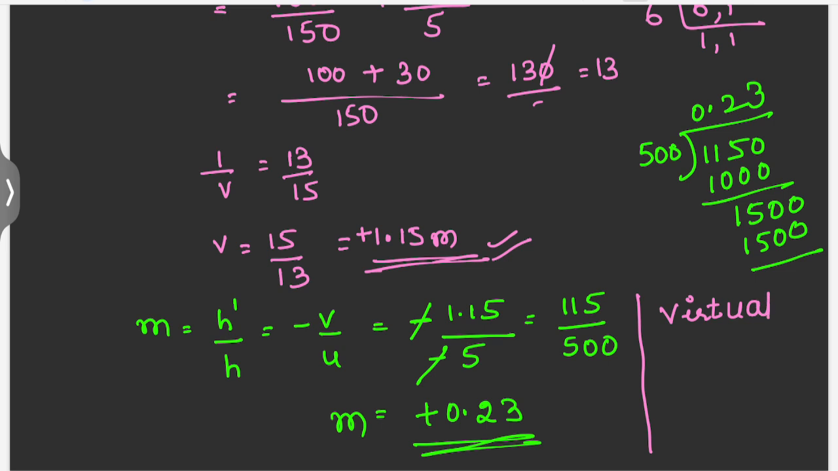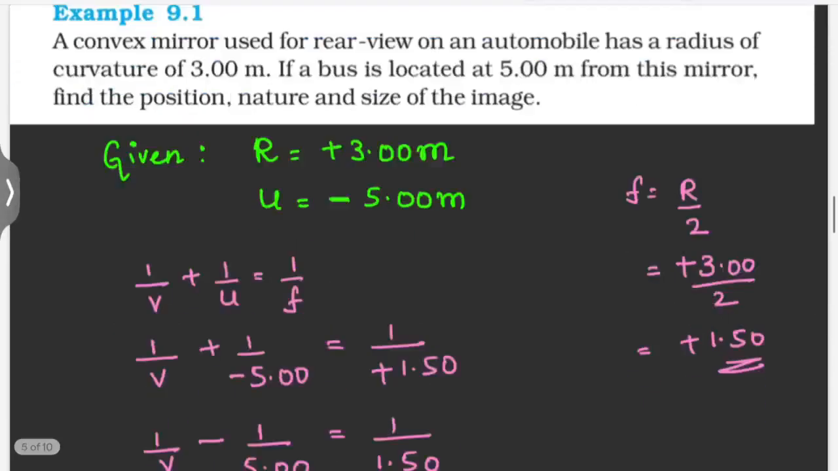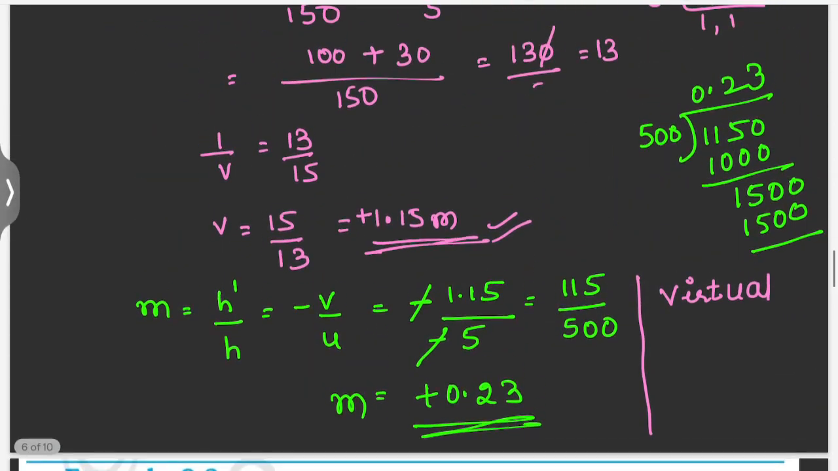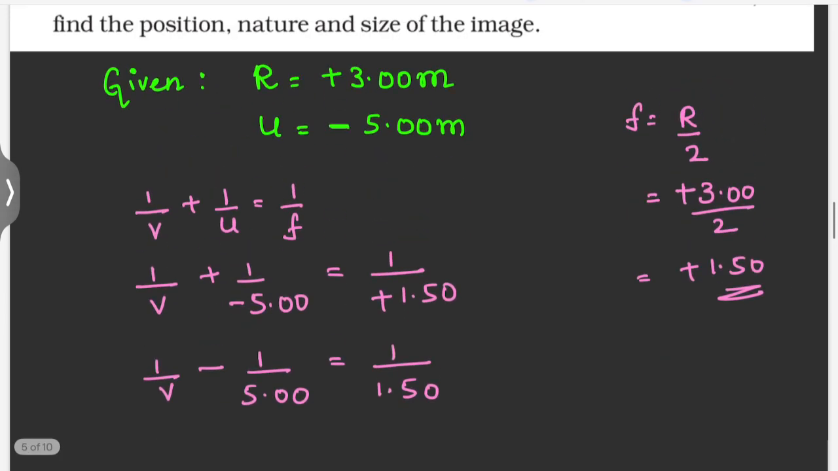Whether the image formed is enlarged or diminished: see here it is 0.23. It is less than 1. If it is less than 1, then the image formed is diminished. So you will write here the image formed is diminished, or you can say it is small. It is small by a factor of 0.23. So this is the answer for this question.